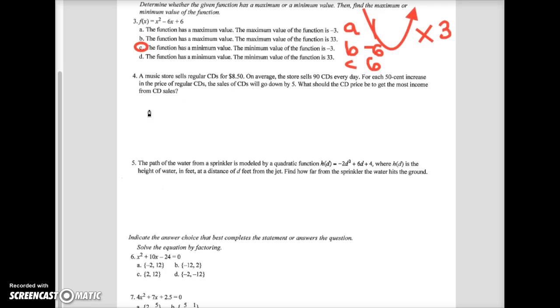Next question, 4. A music store sells CDs for $8.50. On average, the store sells 90 CDs every day. For each 50-cent increase in the price of regular CDs, the sale of CDs will go down by 5. So that basically means that if we raise the price to $9, we would only be able to sell 85 CDs. And if we raised it to $9.50, we'd only be able to sell 80 CDs, and so forth. So we need to find what should the CD price be to get the most income from the sales.